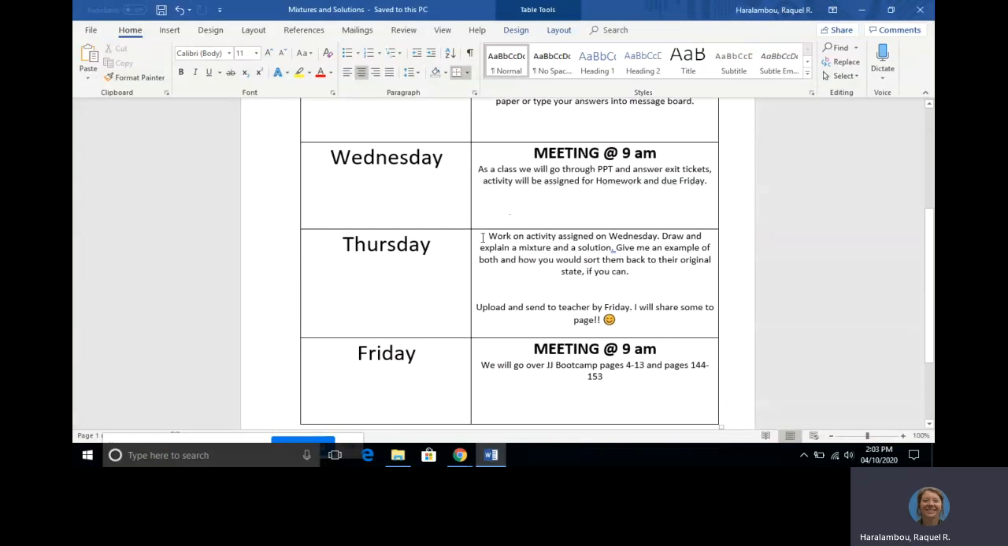That activity is right here on Thursday, and this will be posted up if you want to start on it on Monday. That's fine. So what I'm going to have you do is draw and explain a mixture and a solution. Give me an example of both and how you would sort them back to their original state, if you can. I want you to upload and send this to me by Friday, and I will definitely be sharing some to my page. Friday, we're going to meet at our normal time, 9 a.m.